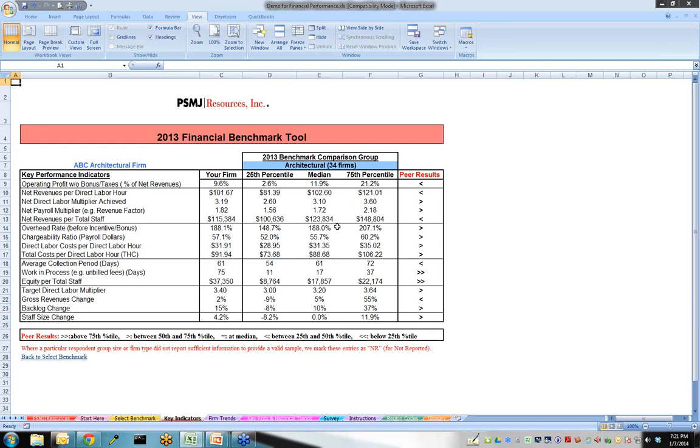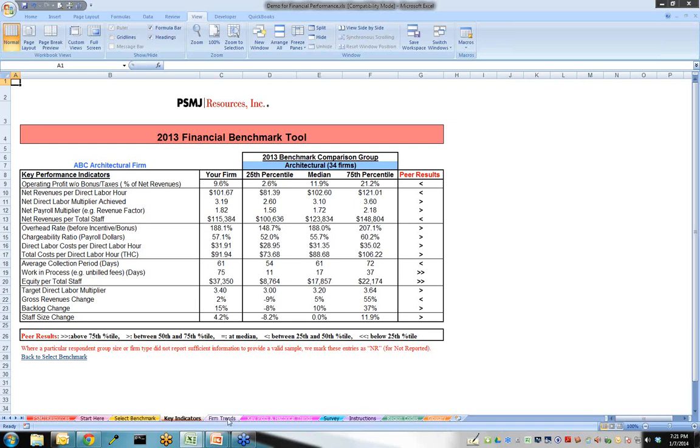So one thing I want to point out here is that when we looked at the firm size, it was a little bit lower. But for architects, it's a little bit higher. So this seems like the 188 for the firm is not completely out of line. 61 days collection, right in line with the median.